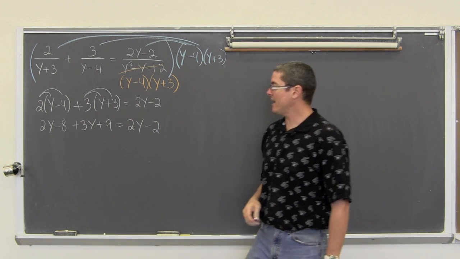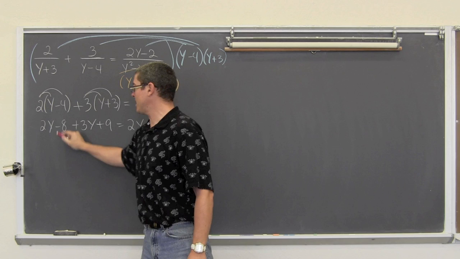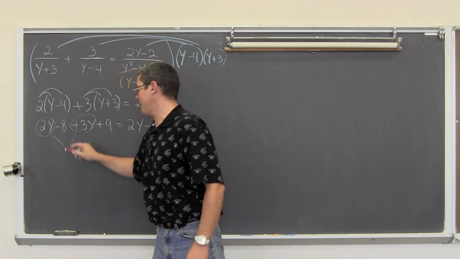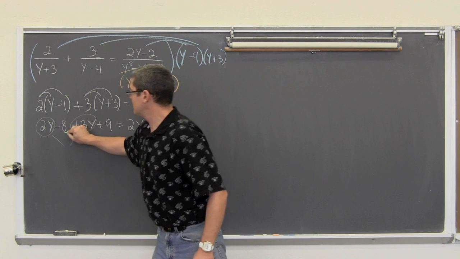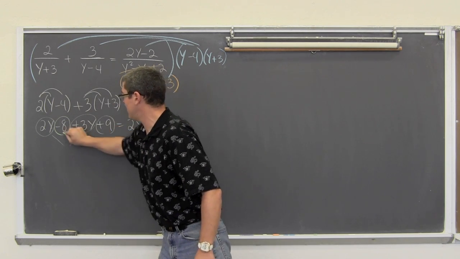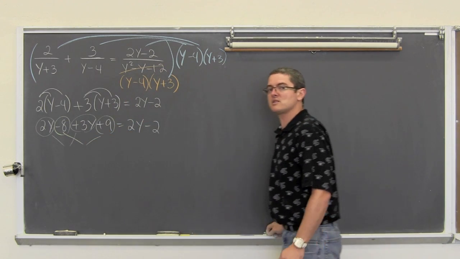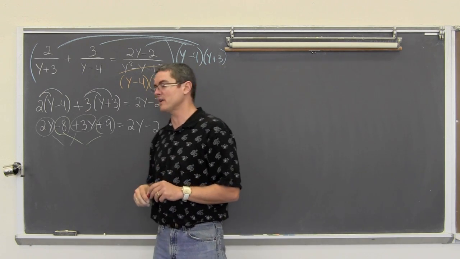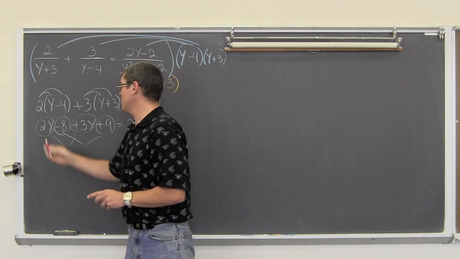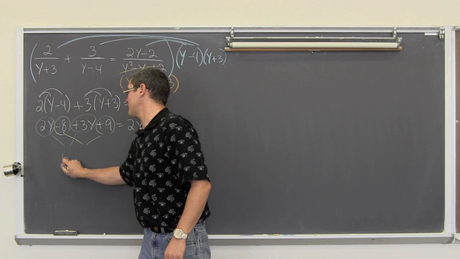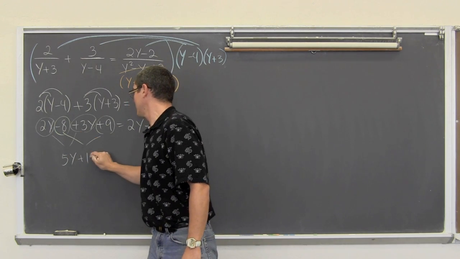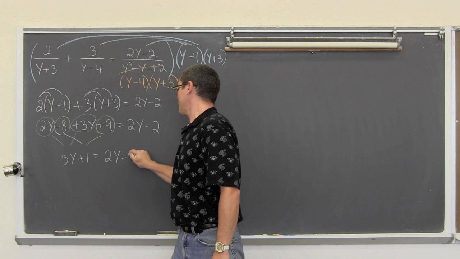We're going to add all those like terms. We have a 2y and a positive 3y. We have -8 and positive 9. Make sure you carry those signs properly. Always look to the left to make sure if the number or term is positive or negative. So we have 2y plus 3y, which is 5y. -8 plus 9 is positive 1, equals 2y minus 2.